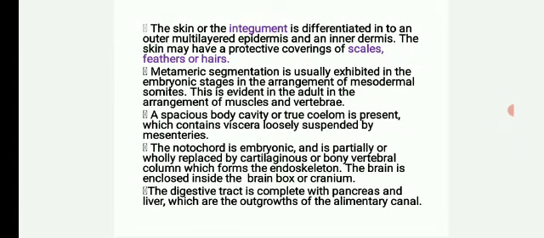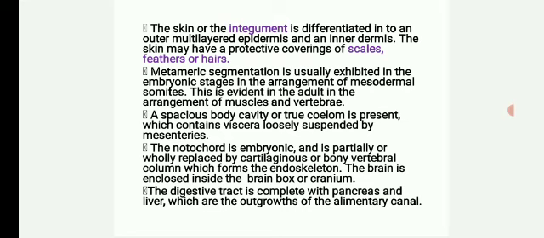Number 4. The skin or the integument is differentiated into an outer multi-layered epidermis and an inner dermis. The skin may have protective coverings of scales, feathers, and hairs. The skin produces special protective outgrowths such as scales, feathers, and hairs.